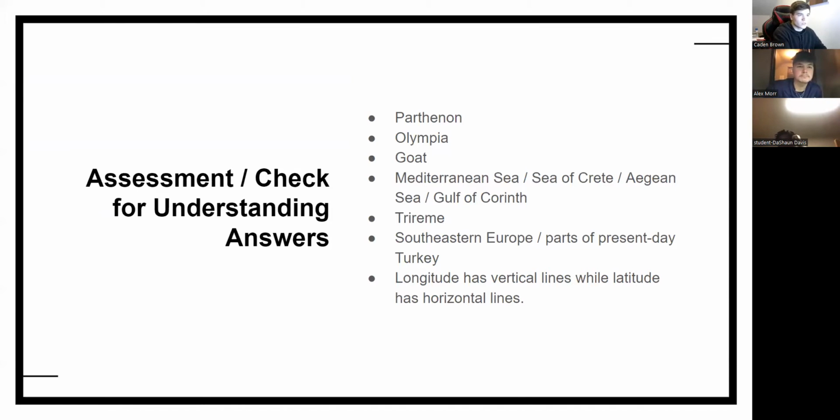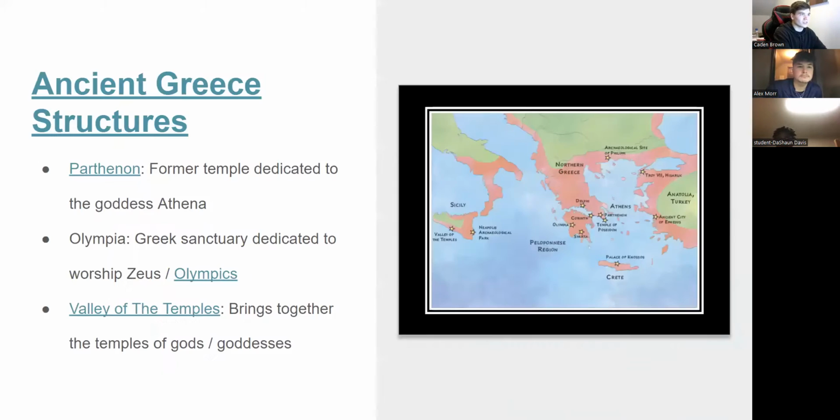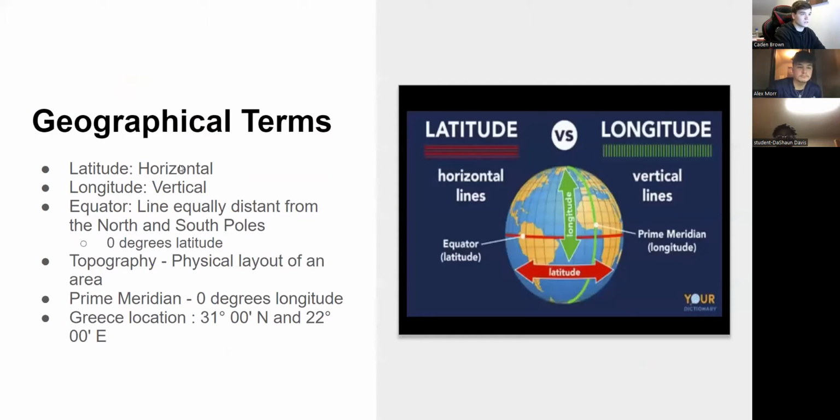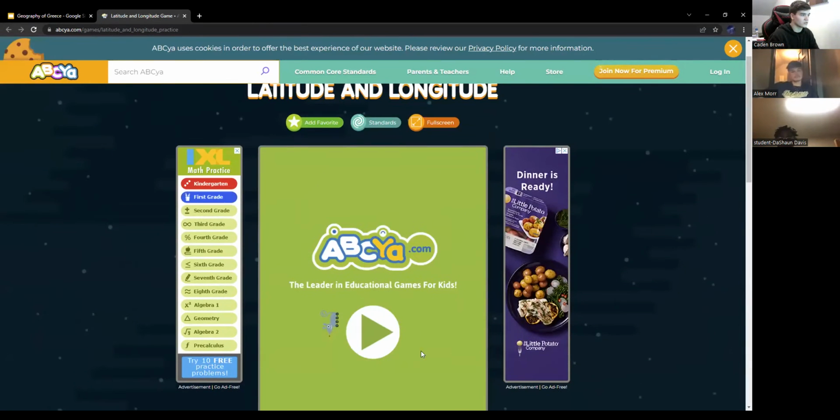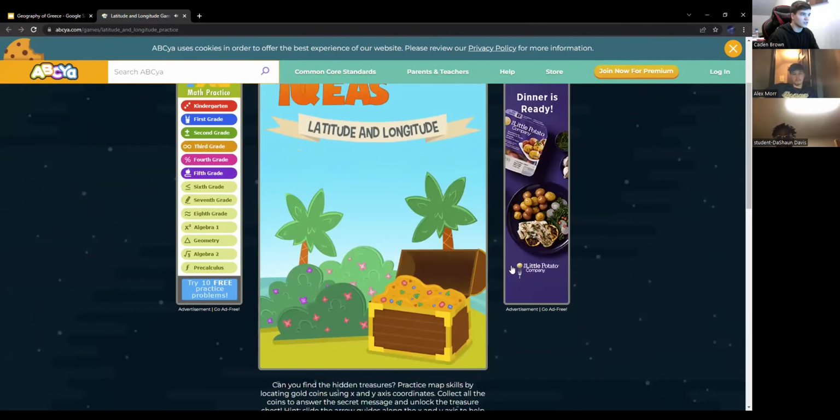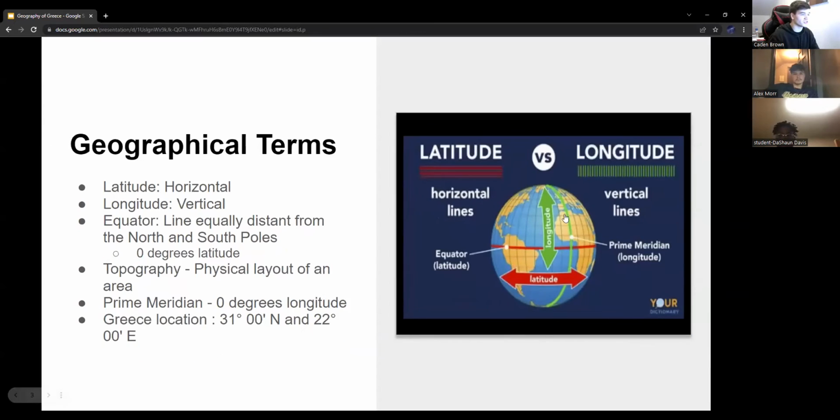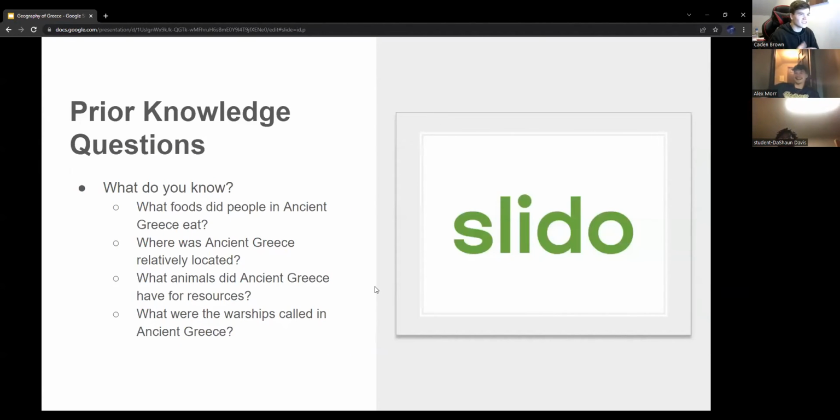One thing that I also forgot about was this. There are games as well that students can work on to actually learn longitude and latitude. I'm not going to play that anymore, that's loud. But it's the basics of understanding how longitude and latitude are measured on a global scale.